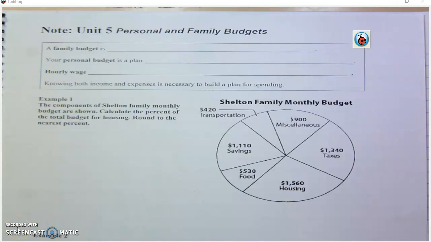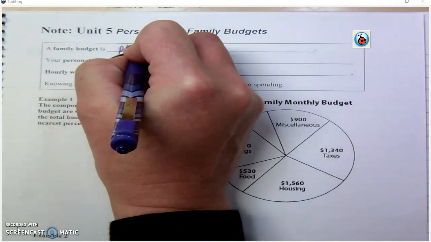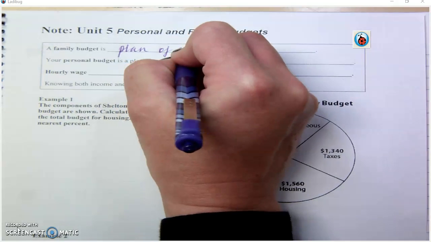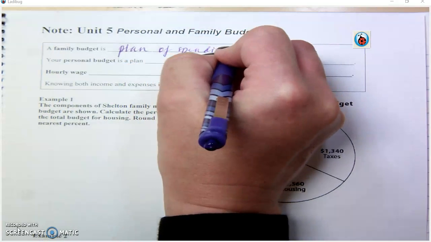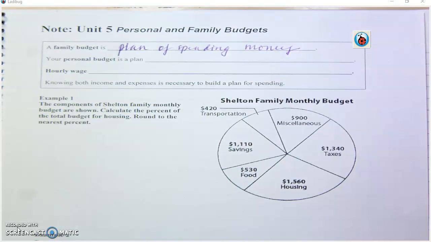In this video, guys, we're going to talk about budgets, and we're going to use our circle graphs that you learned about earlier. So, a family budget is a plan of spending money. Each family has a budget. Each family takes time to set up the budget and determine where the money must go and where they can spend money. We're going to talk about these two differences.